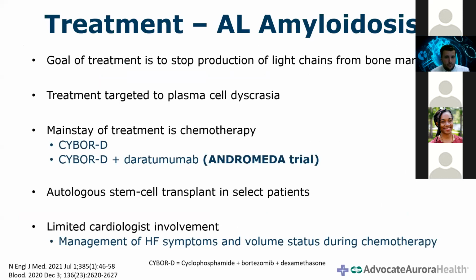The goal of treatment for AL amyloidosis, again, is to stop the production of light chains from the bone marrow with chemotherapy. Now, there are various different regimens that can be used, but a common one is CyBorD, which is a combination of cyclophosphamide, bortezomib, and dexamethasone.